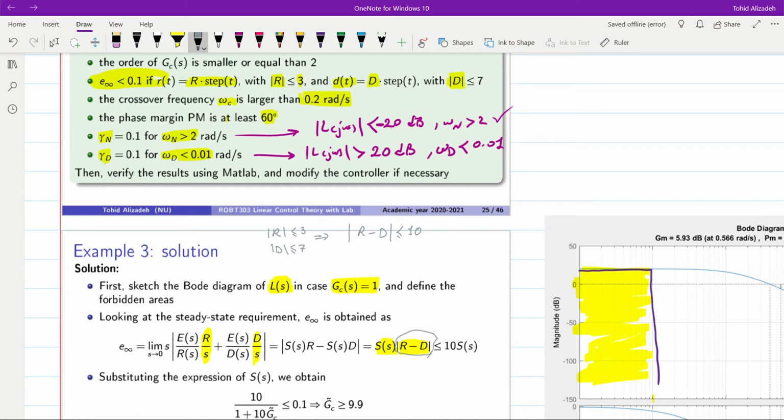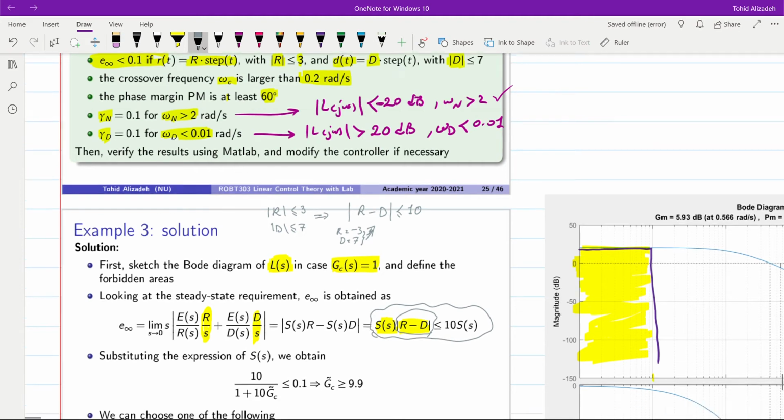I hope you could see it. Yeah? If R is equal to minus 3 and D is equal to 7, then the value will be minus 10. And vice versa. If we have R equal to 3 and D equal to minus 7, it will be 10. Therefore, we will have this. So amplitude of R minus D will be smaller than or equal to 10. And as a result, this inequality will hold.